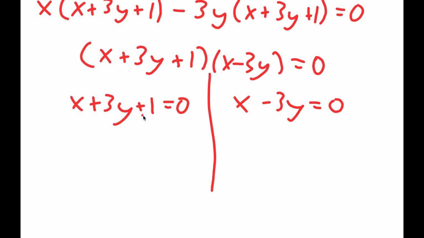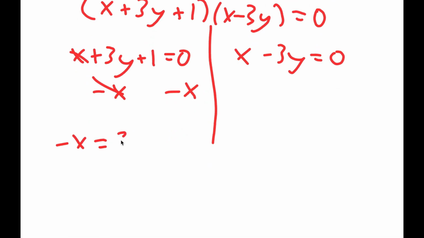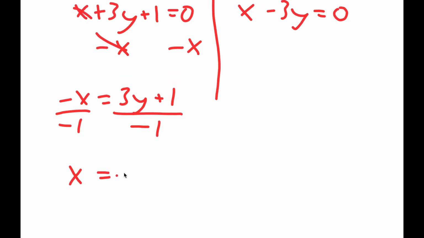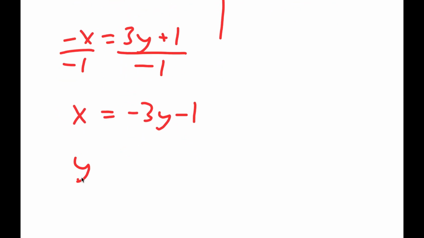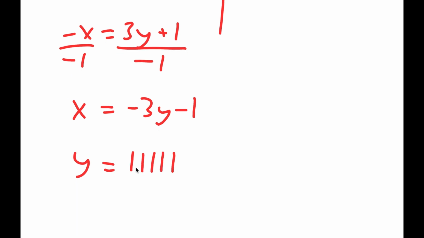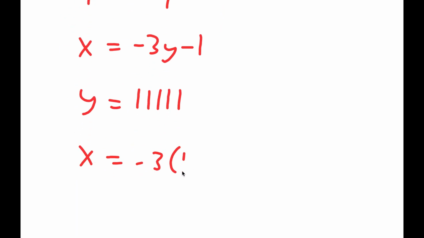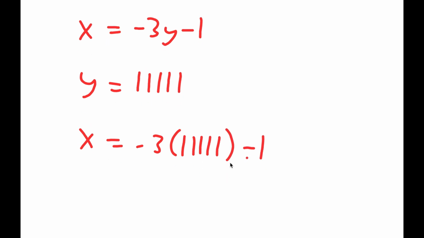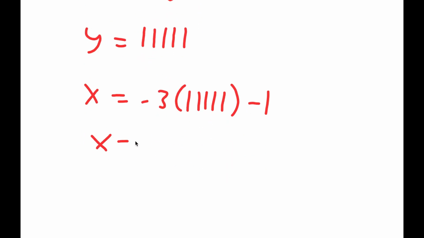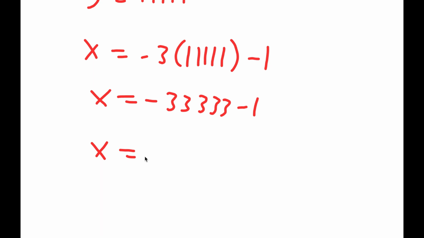So for x plus 3y plus 1 equals 0, if I subtract x on both sides, I get negative x is equal to 3y plus 1, and now if I divide both sides by negative 1, I get positive x is equal to negative 3y minus 1. And remember how we let y is equal to 11,111. So this means that x is equal to negative 3 times 11,111 minus 1. And this means that it's equal to negative 33,333 minus 1, which is equal to negative 33,334.